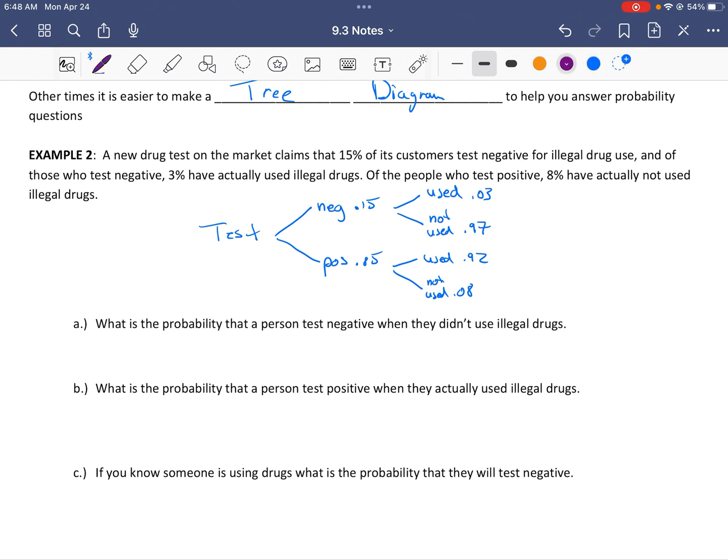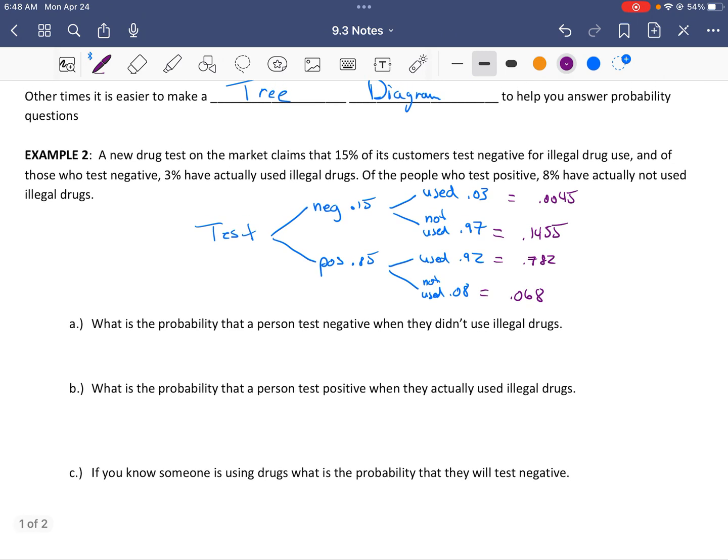Then to get some individual compound probabilities, we would multiply these. If you test negative and used, it'd be 0.15 times 0.03, 0.0045. If you test negative but didn't use, 0.15 times 0.97 is 0.1455. If you test positive but you actually did use, 0.782. If you test positive and you didn't use, 0.068. Multiplying those together. All right, so now we can answer some different questions. We have all the math we need.